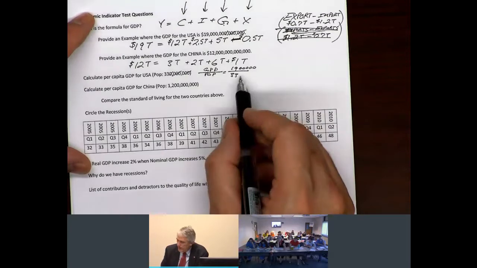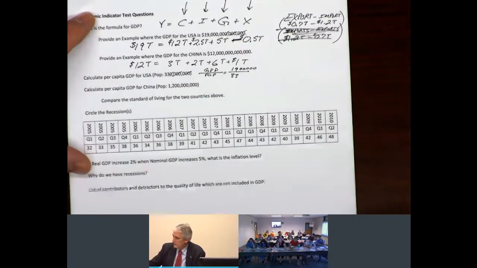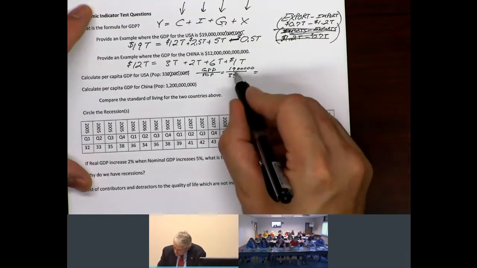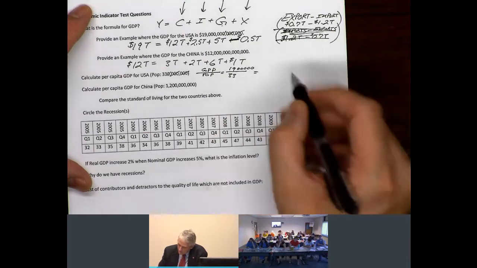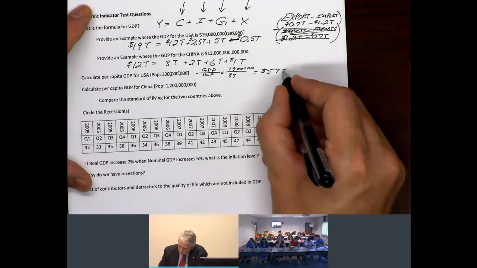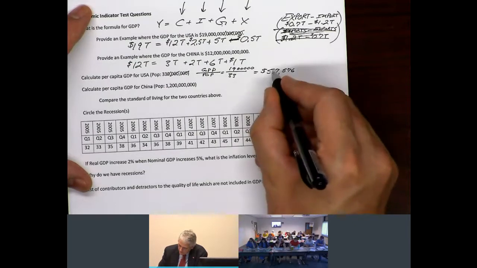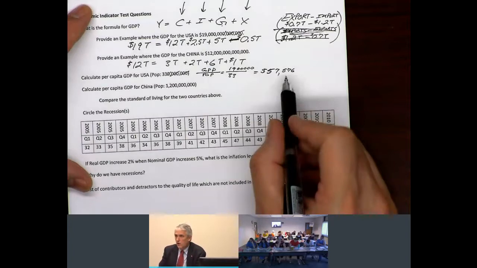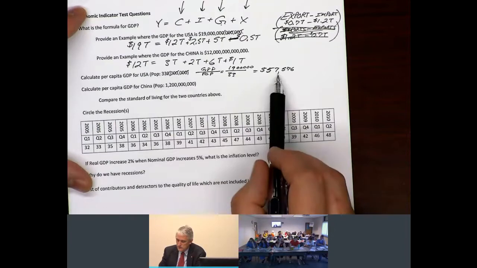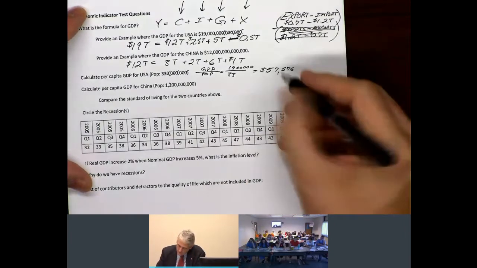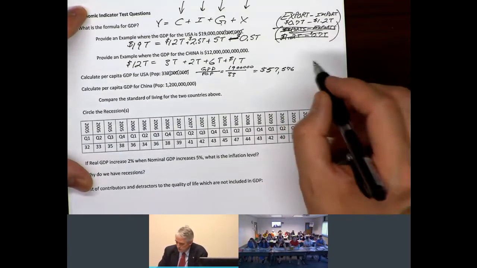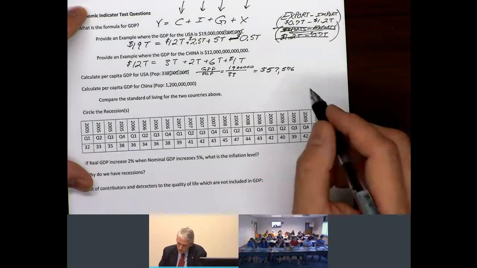All right. Now we can punch that into our calculator. You mind if I do that? It looks like when I take 1.9 million divided by 33, I end up with a per capita GDP of $57,576. So our total GDP of 19 trillion divided by 330 million will give us a per capita GDP of 57,576. That's the total value of everything we produce in a year divided by our population. You do it for China now. Go ahead.